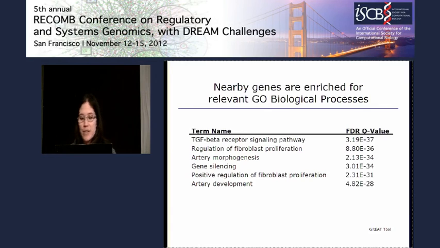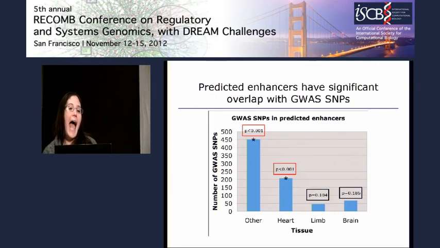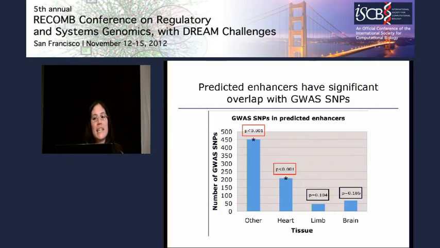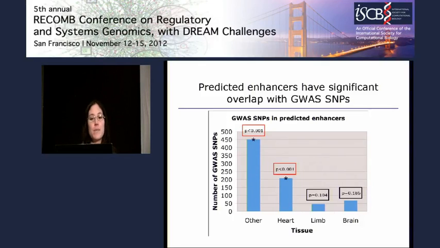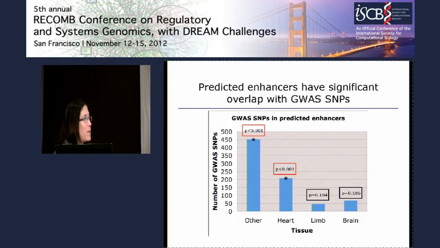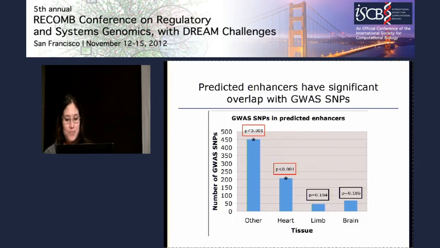And lastly, following on the idea that GWAS SNPs are found in functional regions, and that they might be marking regions of functional variation in the non-coding parts of the genome, we overlapped them with our predicted enhancers, and we find that we do indeed see a significant overlap between our enhancers and the GWAS SNPs. We see this significant overlap in both the heart and the non-limb, non-brain, non-heart regions. We see a similar trend with the limb and the brain, but it's not significant.